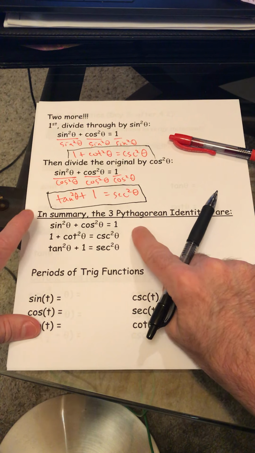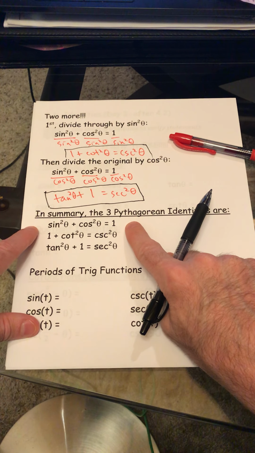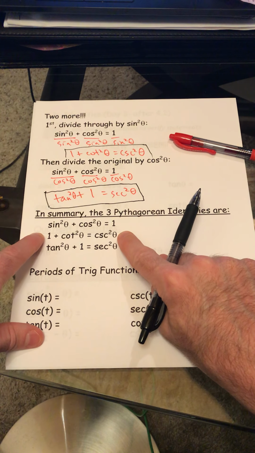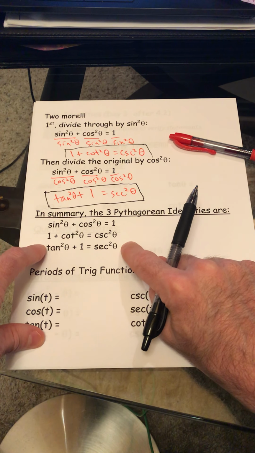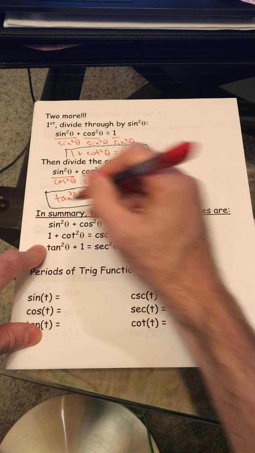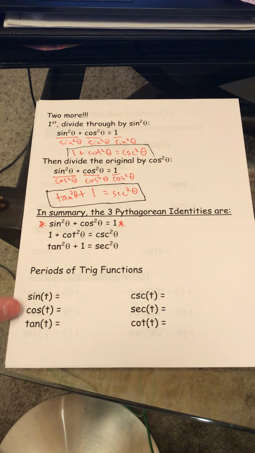So, in summary, the three Pythagorean identities: sine squared plus cosine squared equals 1. 1 plus cotangent squared equals cosecant squared. Tangent squared plus 1 equals secant squared. Key one to know is this.